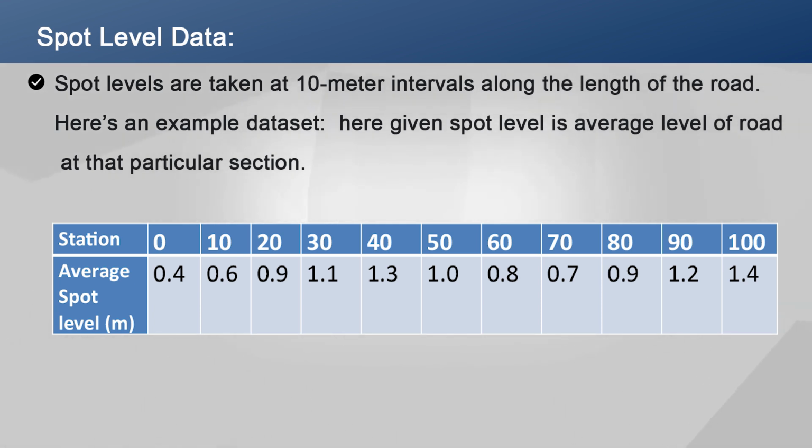At a station 40 meter, average spot level is 1.3 meter, and similarly spot levels at other stations are given. These stations are nothing but the lengths at which spot levels are taken in the longitudinal direction, which you can visualize better with this particular figure.